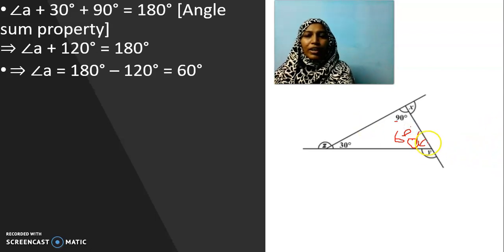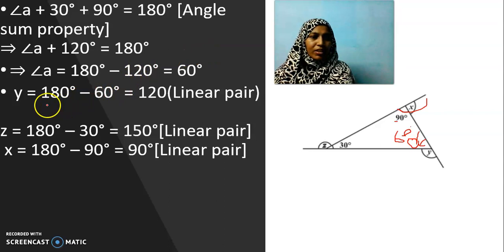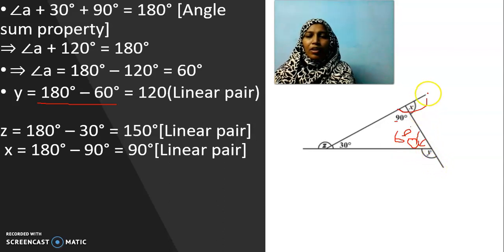Then how to find the other angles, x? See here, they are called linear pair angles. It means the sum of that angle is 180 degree. So I can say y is equal to 180 minus 60. See here, y is equal to 180 minus 60. Fully it is 180, and if I subtract the 60, I will get y. How about z? Yes, 180 minus 30. z is 180 minus 30.